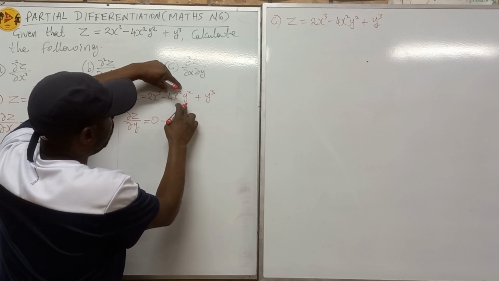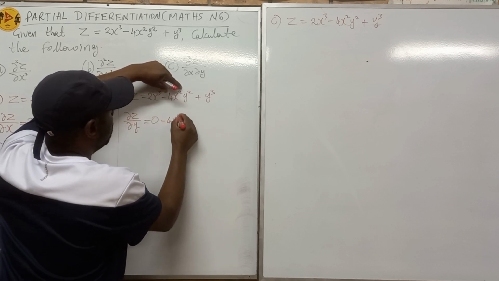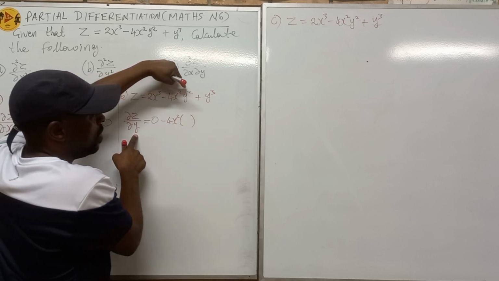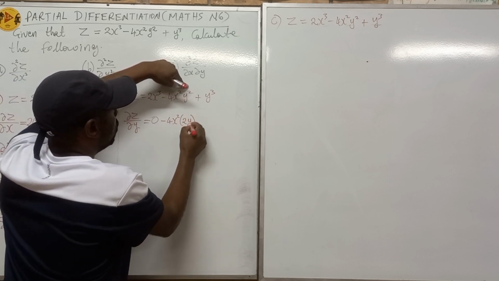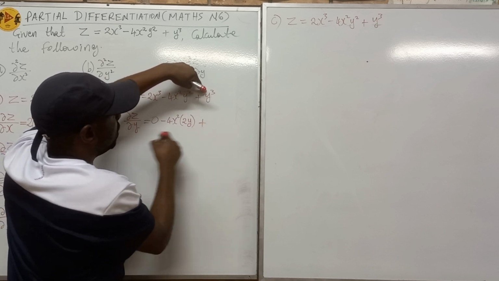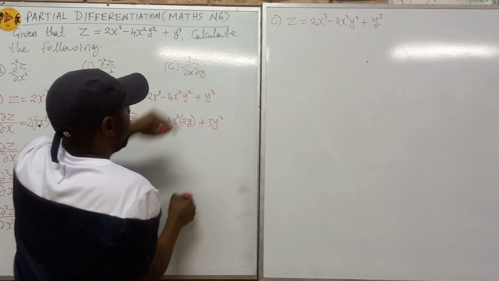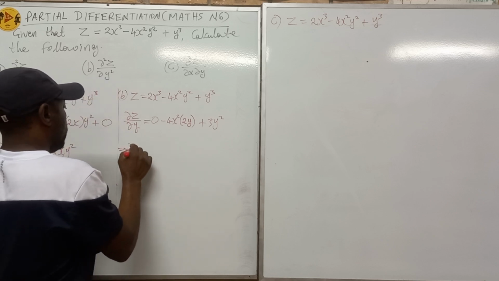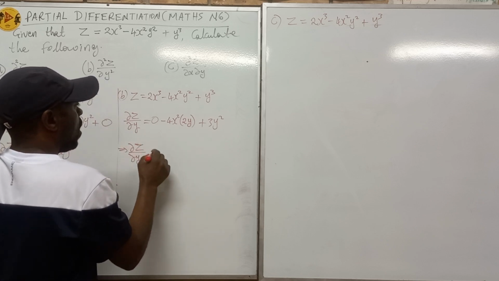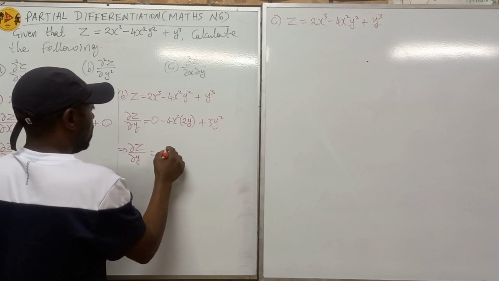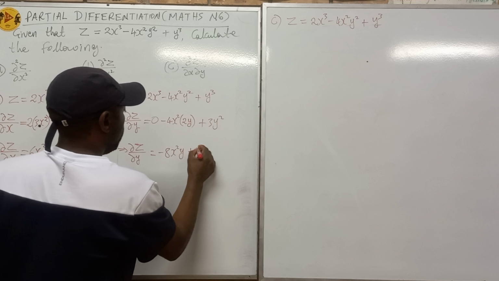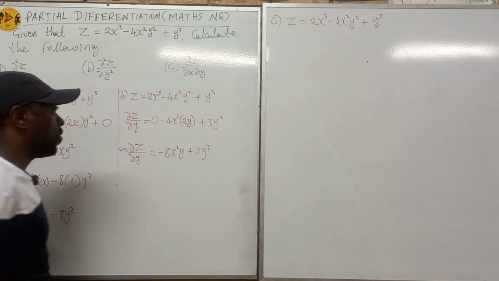So the 4x squared, I'm not allowed to differentiate it because they are being multiplied by an important item, which is your y. When you differentiate y squared, you get 2y. Then if I go here, differentiate, I look for the y and differentiate it, I get 3y squared. So this tells me that my first partial derivative of z with respect to y is negative 8x squared y plus 3y squared.